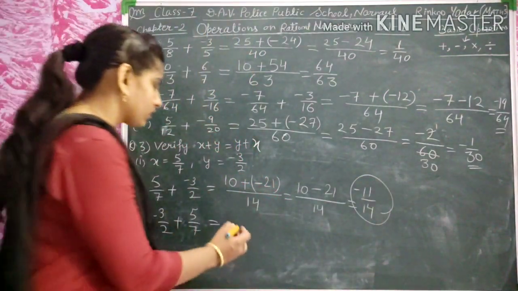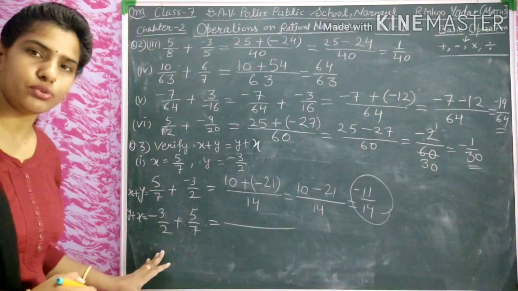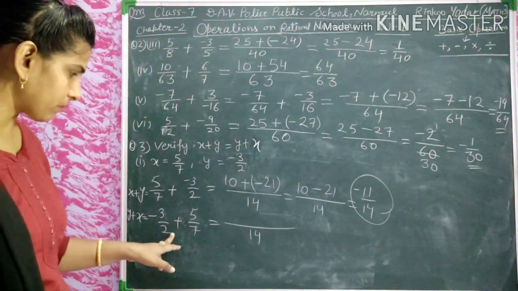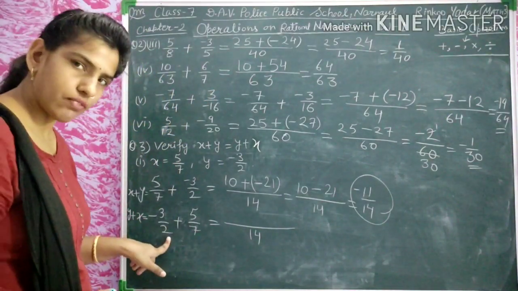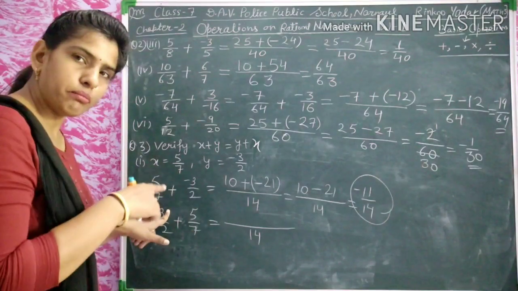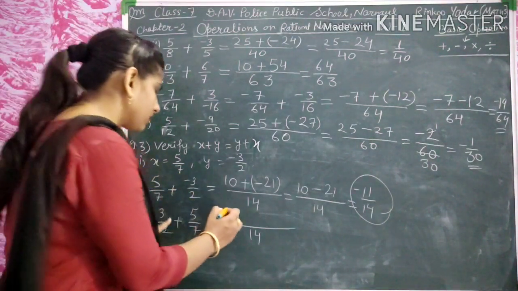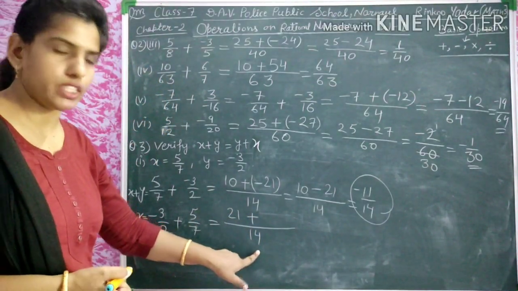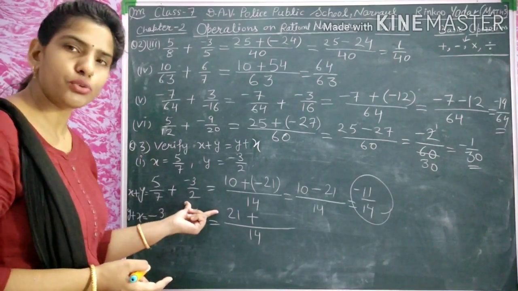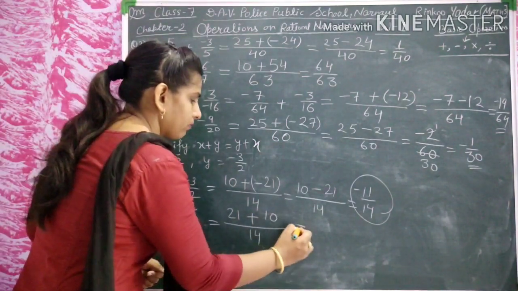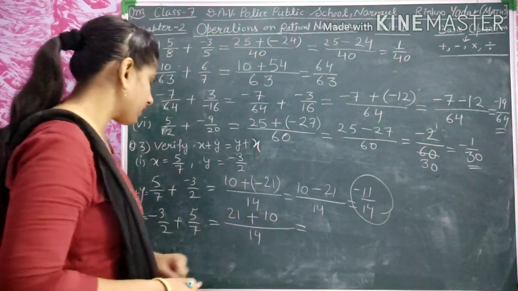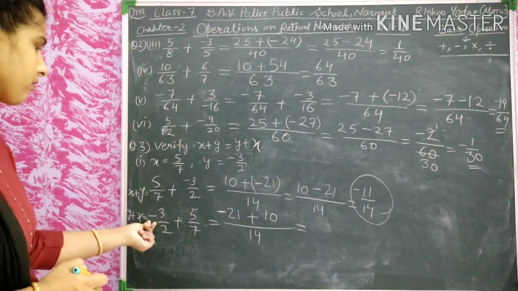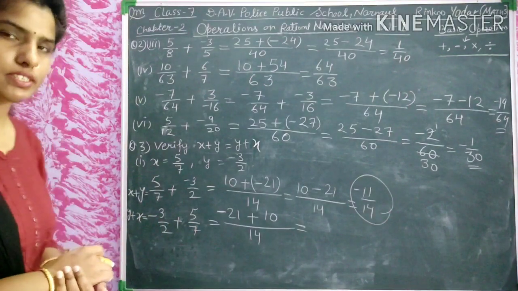Now check the next question. 7 times 2 is 14. The same. And what number do we multiply here to become 14? 7. 2 times 7 is 14. The same, 3 is multiplied by 7. 3 times 7 is 21. And plus, 7 is multiplied by 2, it becomes 14, 7 into 2. It means 5 into 2 is 10. 21 plus 10. Sorry, we will get the answer here, with a minus sign.